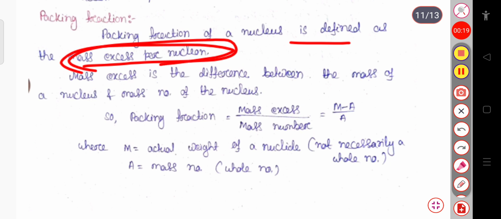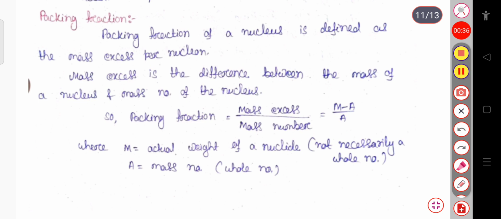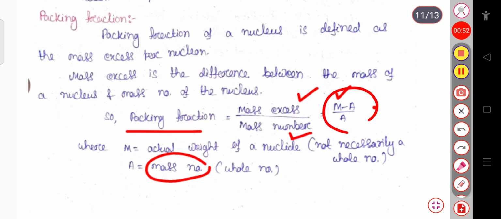Excess mass means the difference between the mass of the nucleus and the mass number of the nucleus. So this is simply M minus A, where M is the actual weight of the nucleus and A is the mass number. So the packing fraction can be written as the mass excess divided by the mass number. Excess mass means if you weigh a nucleus, then this will be capital M minus the original mass number A. So (M minus A) divided by A gives the packing fraction.